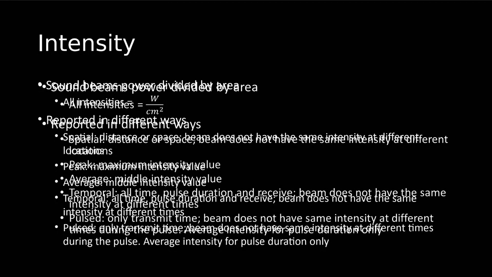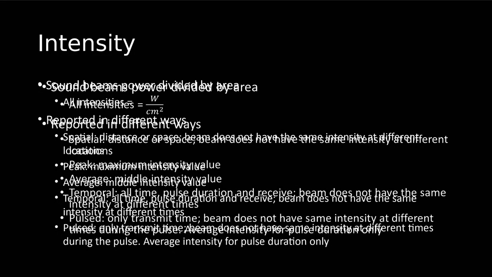When physicists and bioengineering come in to test and do quality assurance on our machines, this is what they're testing for, to make sure that our sound source is all within the normal limits. So intensity is going to be talking about the overall power of that sound beam in a particular area of that sound beam. All intensities are going to be reported in units of watts per centimeter squared, and we can report it in different ways. We can test intensity in different ways, and we do so by spatial, peak, average, temporal, and pulsed.